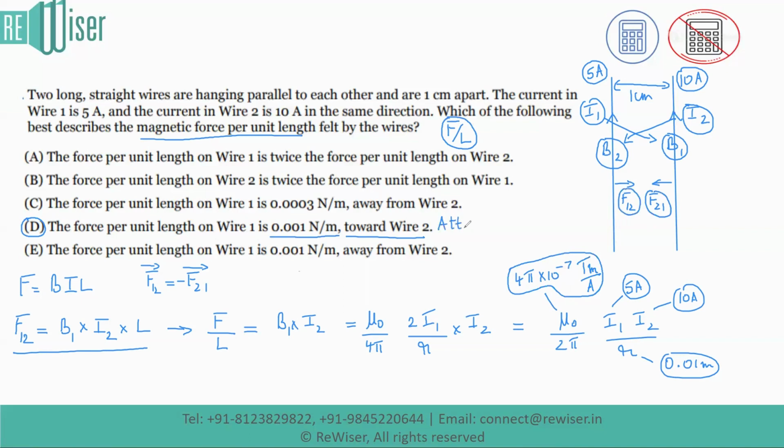attracting, not repelling. In fact, if you guys are interested, you can look at the SI definition of 1 ampere. The SI definition of 1 ampere is in fact derived using this particular formula: F by L is equal to mu naught by 2 pi, I1 I2 by R.